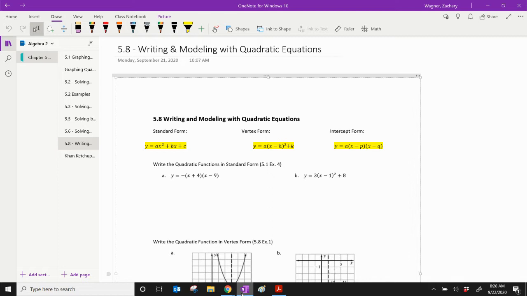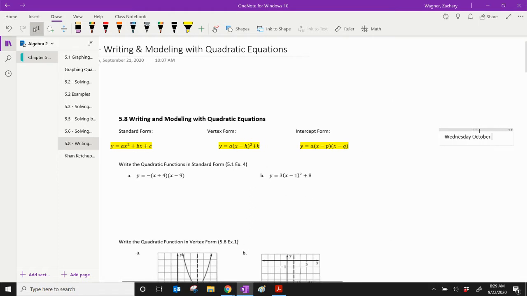Your test is scheduled to be Wednesday. Make sure we write this down. We always like knowing our test dates. Wednesday, October 7th. There's a test.